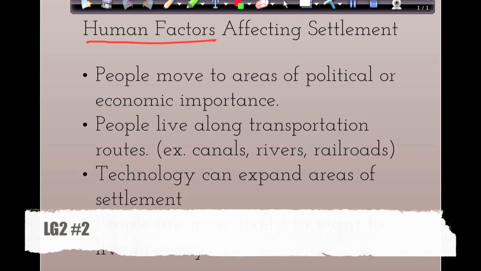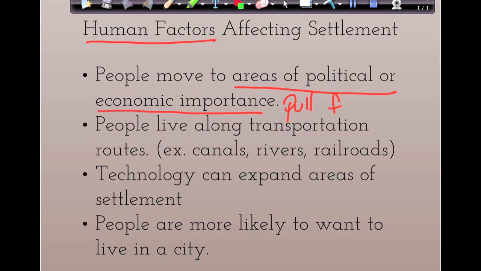Factors that affect settlement patterns. So people do tend to live near areas of political or economic importance. And economic importance is probably one of the best or biggest pull factors that we discuss. Right? People are going to move where the jobs are. And that just makes sense.